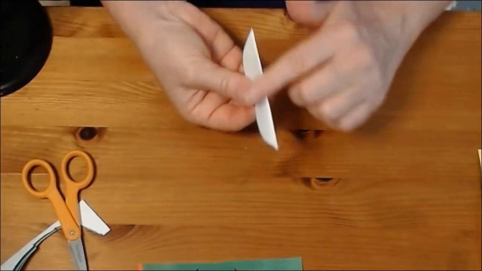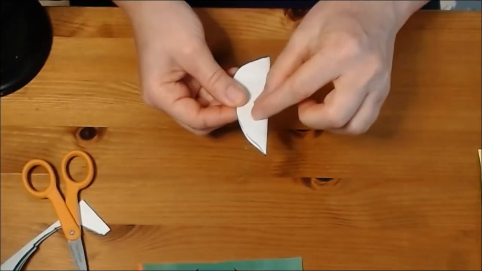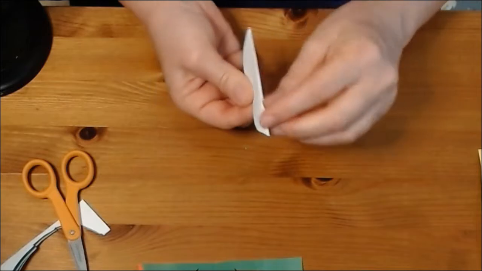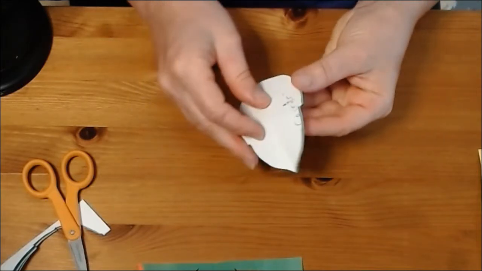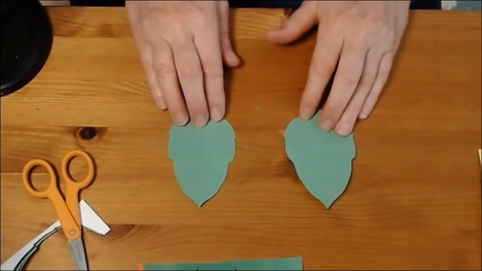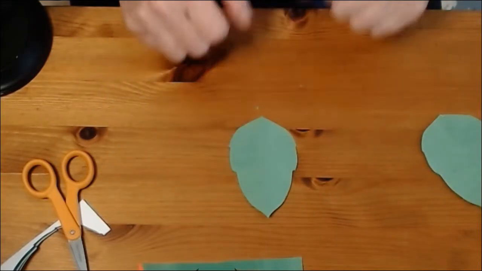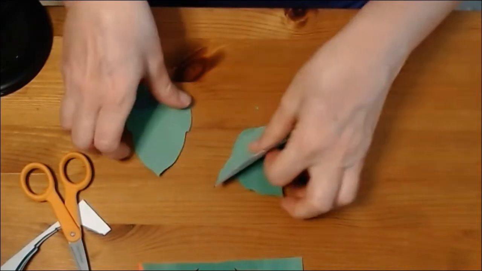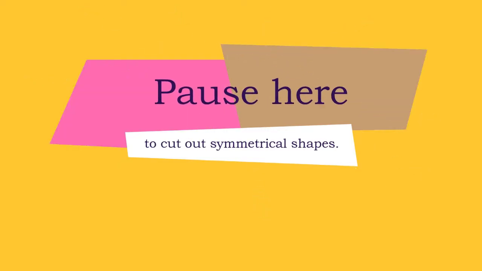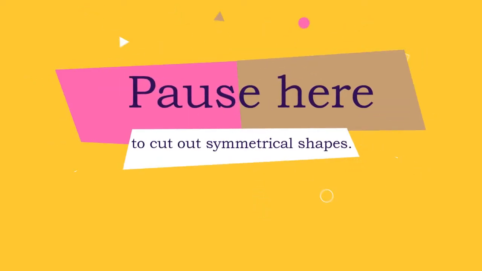So now, because I cut my shape on a folded piece of paper, the fold is actually the mirror line or the line of symmetry. And now I have two leaves that are symmetrical. So this is a symmetrical leaf. This is an asymmetrical leaf or shape. They're both valuable in art. Pause to cut out symmetrical shapes.